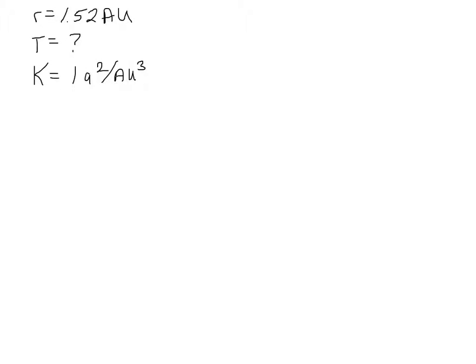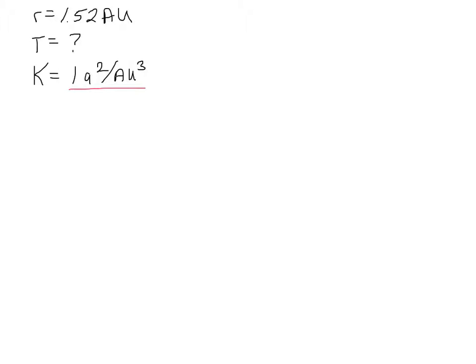This question says that Mars has an orbital radius of 1.52 AU, and it's asking for the period. What we know, and what we calculated on the last slide, is Kepler's constant for anything that is orbiting the Sun. It's 1 a squared per AU cubed, which means we have 1 year squared per astronomical unit cubed. Remember that AU is the mean distance between the Earth and the Sun.